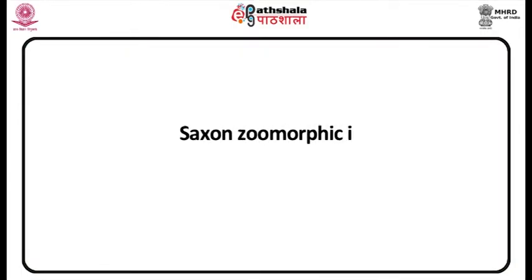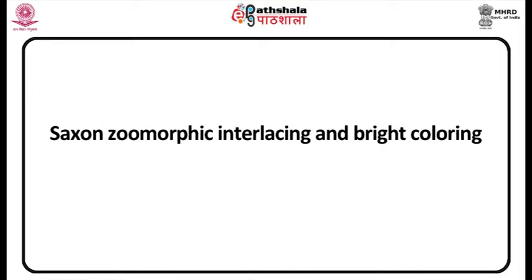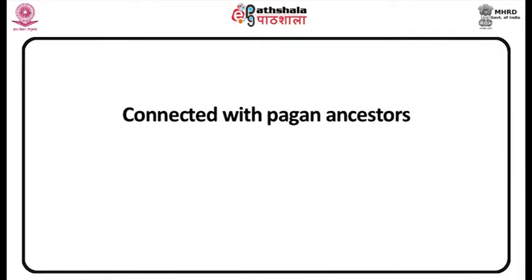Hiberno-Saxon art is characterized by a combination of these two traditions, particularly the Irish curvilinear motifs and elaborated initials, and the Saxon geometric interlacings and bright coloring. A third influence was Mediterranean art, which became an important artistic ingredient after St. Augustine's mission arrived from Rome with many manuscripts and other art objects to use in converting the Saxons. This tradition brought with it the representation of the human figure. But the basic characteristics of Hiberno-Saxon art remained those of their pagan ancestors.